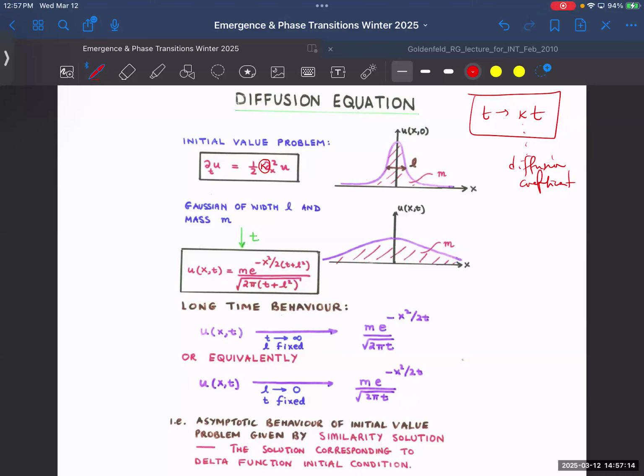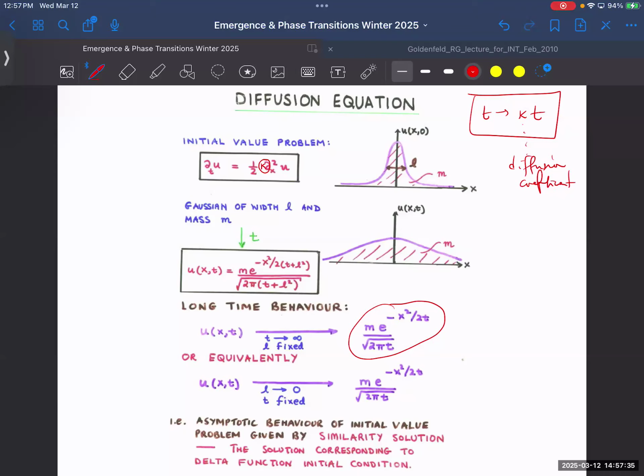So now let's have a look at the long time behavior of this solution. So if I send t goes to infinity and L is fixed, then my long time behavior looks like this. Okay, so that just says I start off with some initial condition, along times it diffuses, it stays as a Gaussian, just as you know is a solution of the diffusion equation.